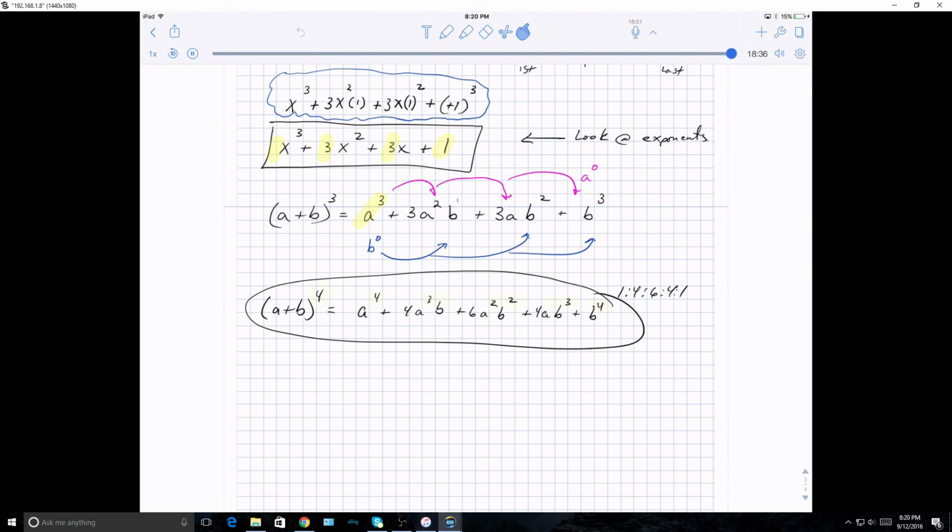If you also notice another little trick about this, notice that the exponents are always going to combine to the power that you're raising the binomial to.